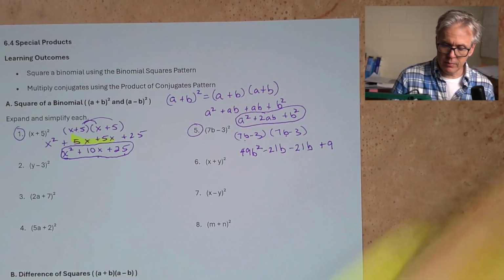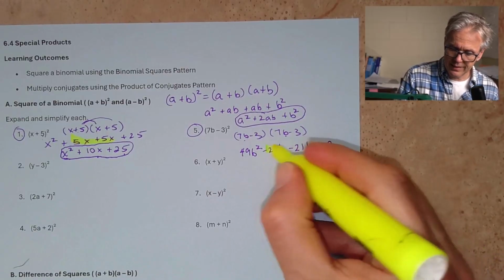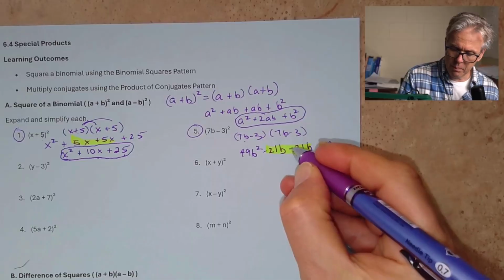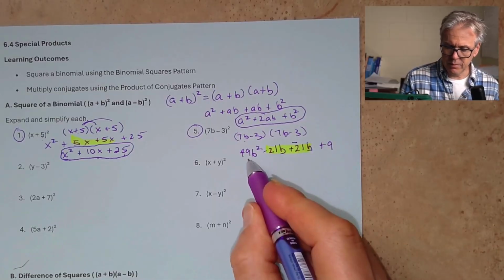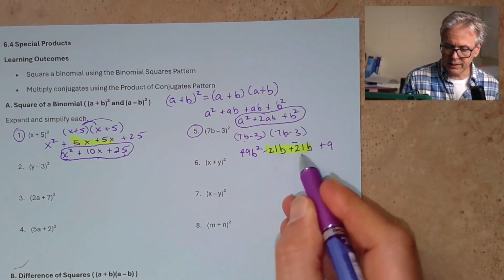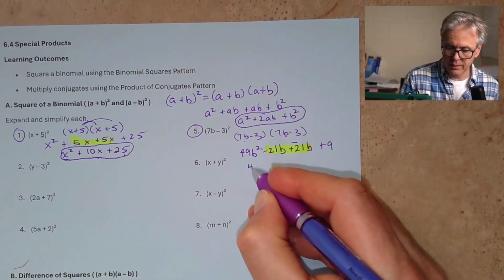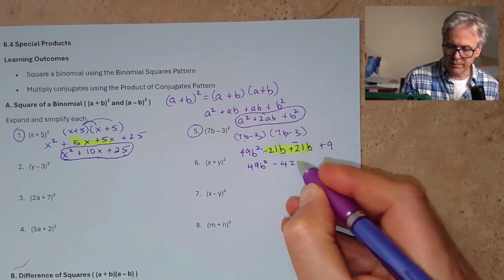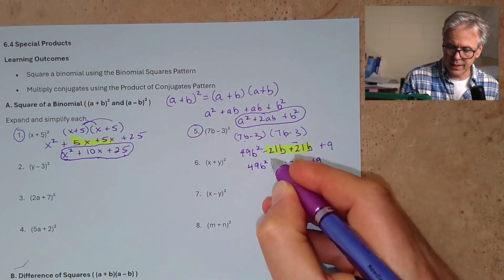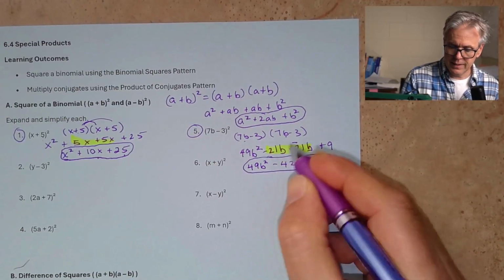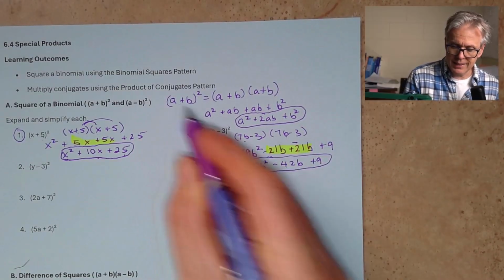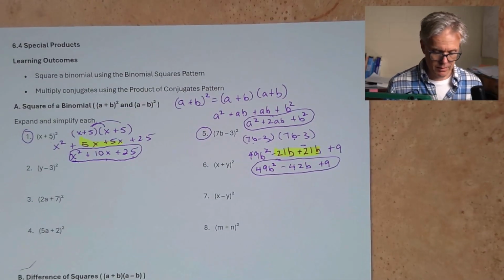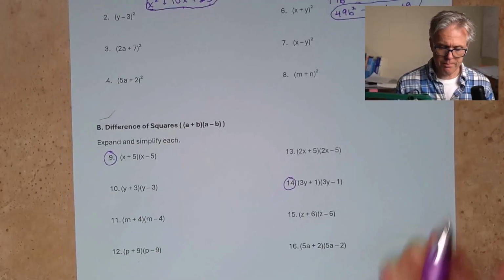Now, I've got these middle terms I can combine. They do not cancel out. Be careful. It's helpful to say plus a negative. So a negative 21b plus a negative 21b is a negative 42b. So I'm going to have 49b squared minus 42b plus 9. And the only difference between that and when we have a plus is this middle term ends up being negative. Okay, let's do 2 more.